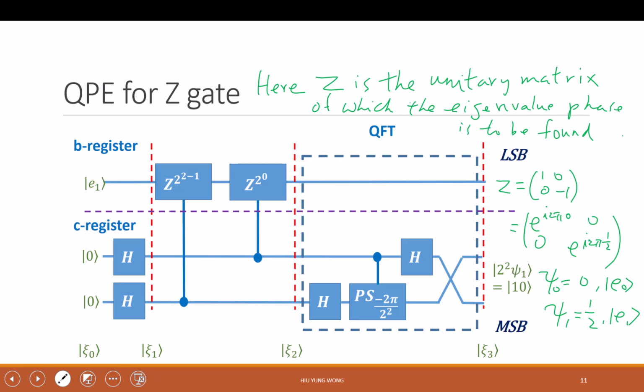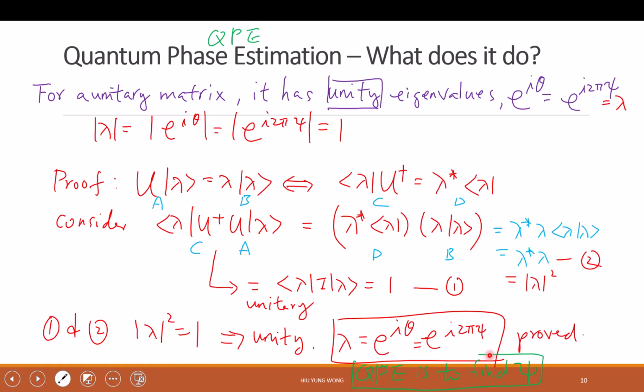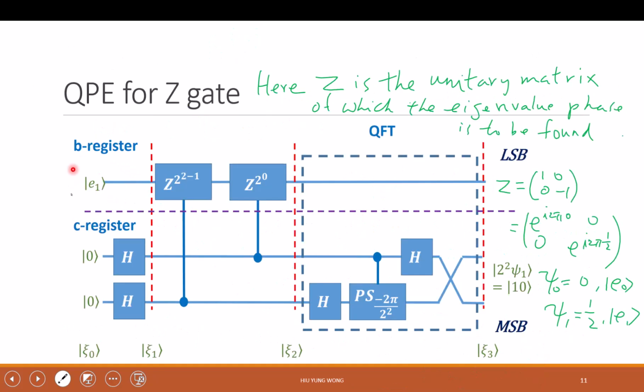And that phase is represented as e to the power i 2 pi phi, right? And to use it, for example, we have this B register, we put in the eigenvector corresponding to the eigenvalue we want to find. Let's say this is E1. And then you have this control Z gate, but many times. And then go through the quantum Fourier transform. Then I will be able to find the eigenvalue that corresponds to this eigenvector.